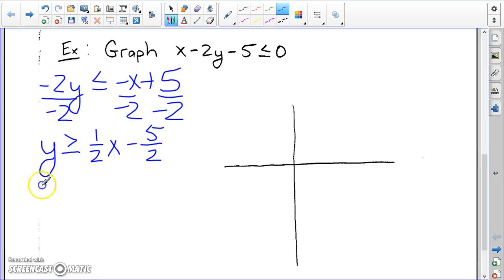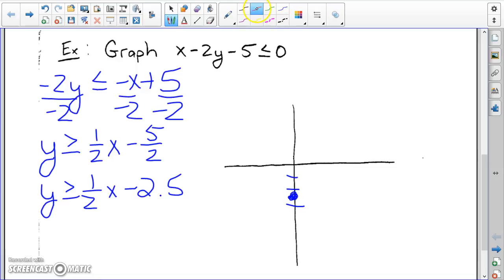Now 5/2 is not probably the best form to graph this in, so let's go ahead and go decimal: 2.5. So we start with the y-intercept as the video suggested. Go down 1, 2, 3. So negative 2.5 is where we start, right there. And now we're going to use the slope of 1/2 to get the second point. So we're going to go up 1 and right 2.